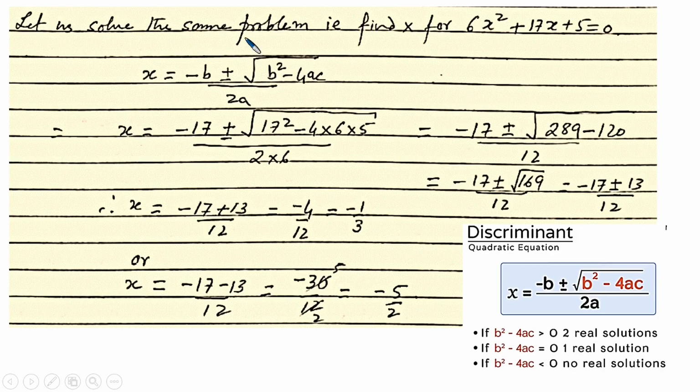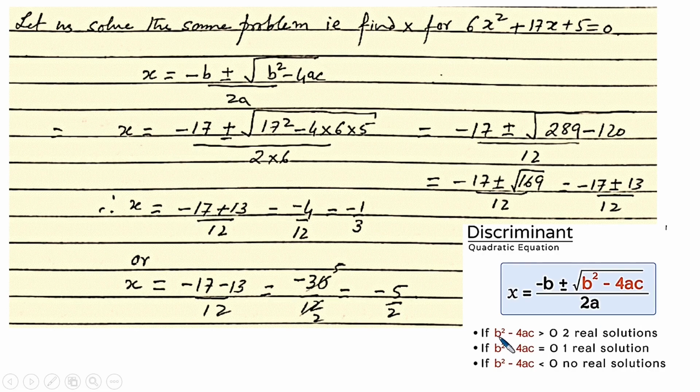So let us solve the same problem, that is find x for 6x square plus 17x plus 5, which we had done earlier by the splitting method. This is taken from the class 9 lecture on polynomials. Please go through it. I will not repeat it here. So this is your formula.